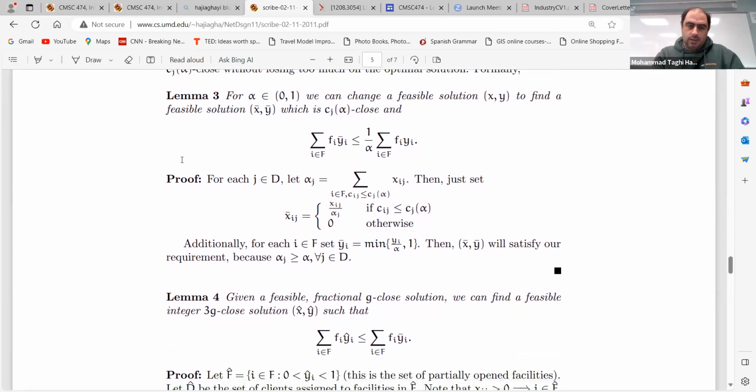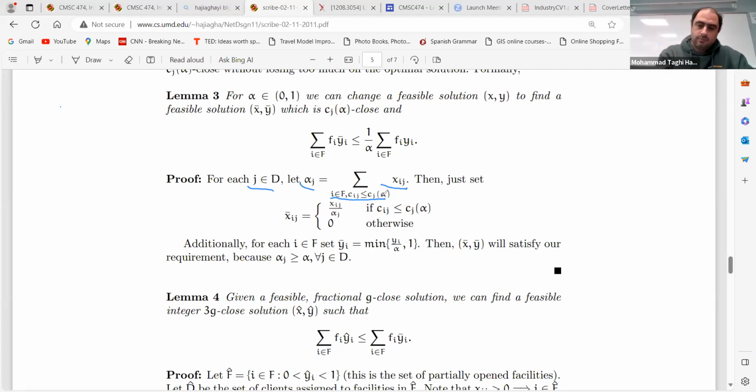So what do we do here? For each client j, let alpha j essentially be the sum of these xij's of those people which are less than or equal to the alpha point Cj alpha that we have defined before. So alpha j is the sum of these points. Cj alpha is the alpha point and alpha j is the actual alpha. It might be a little bit more than alpha, so that it should be at least alpha.